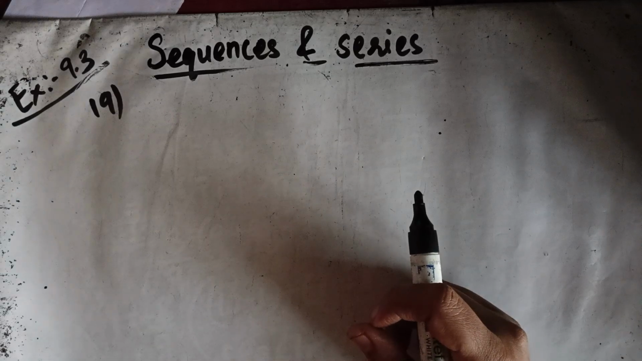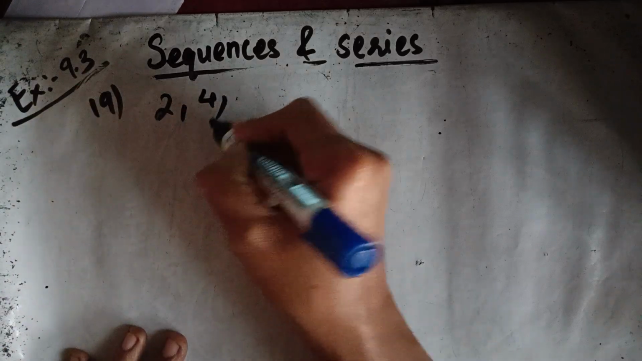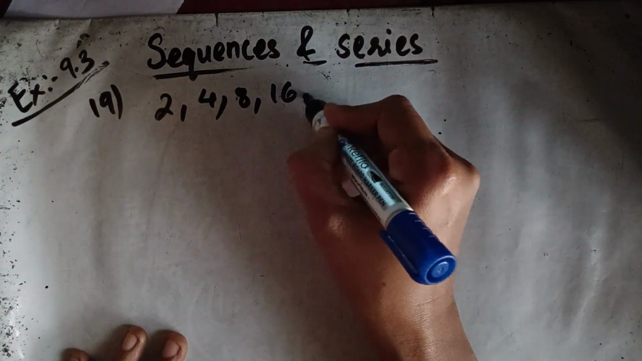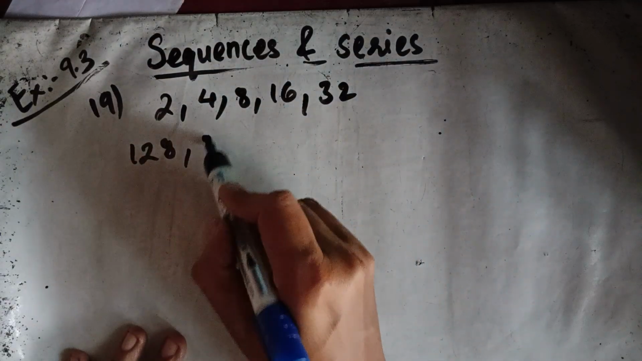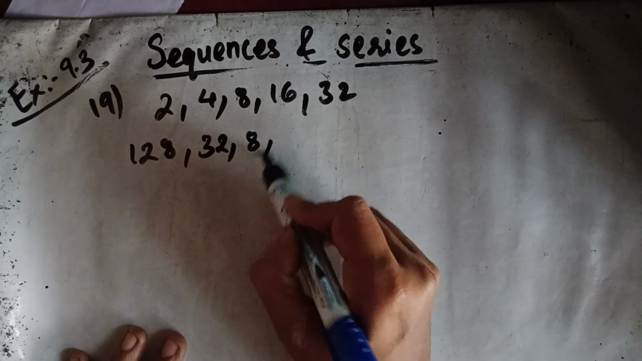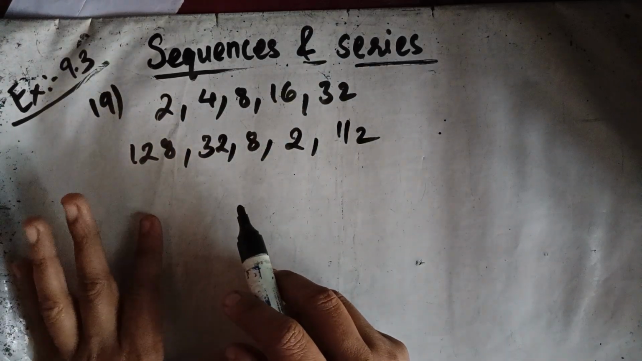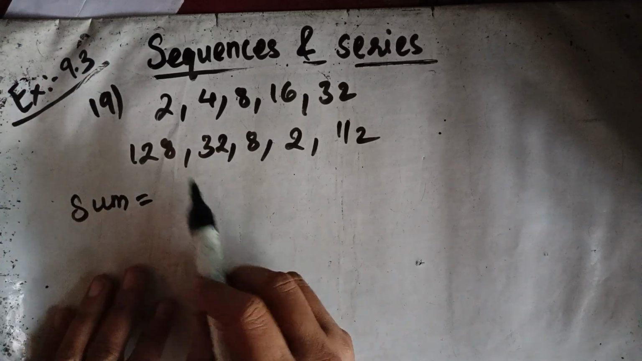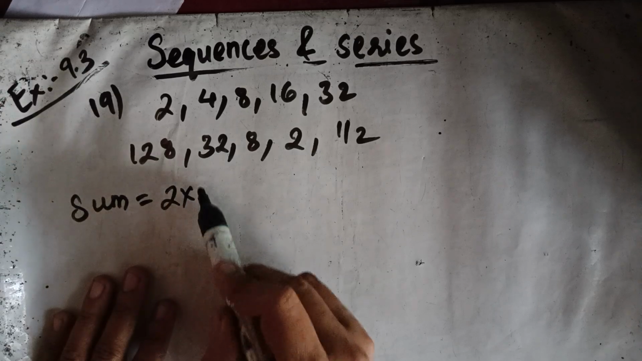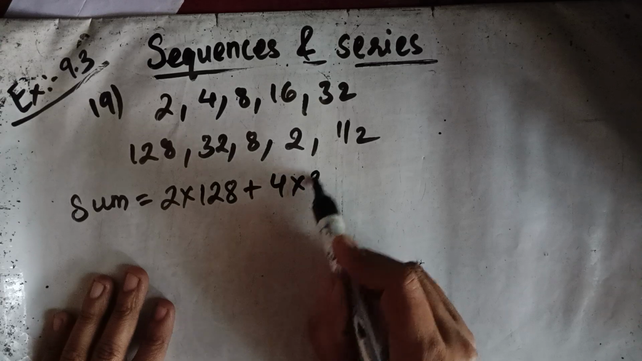Next question, question number 19. Find the sum of the products of the corresponding terms of the sequence. So the first sequence is given and this is the second sequence. Now we have to find the sum of the products. That is, you multiply the corresponding terms and add them.